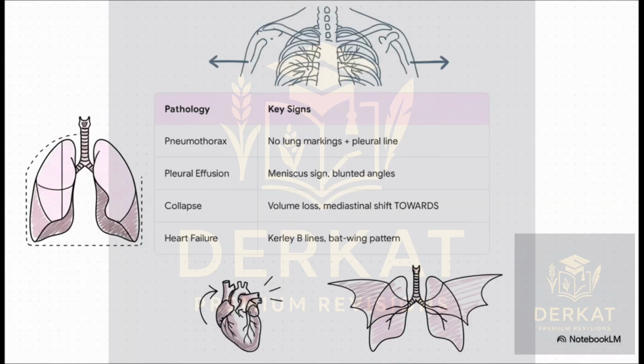B is for breathing, and this is where we assess the lung fields themselves. Systematically compare the right and left lungs, zone by zone, upper, middle, lower. You're basically hunting for specific patterns. For instance, a pneumothorax, or a collapsed lung, will show a really sharp pleural line with absolutely no lung markings beyond it. A pleural effusion, which is fluid in the chest, will blunt those sharp costophrenic angles right at the bottom of the lungs. Just take a second to look at these other key signs for things like collapse and heart failure. Recognizing these patterns is everything.